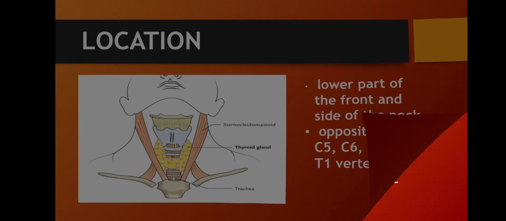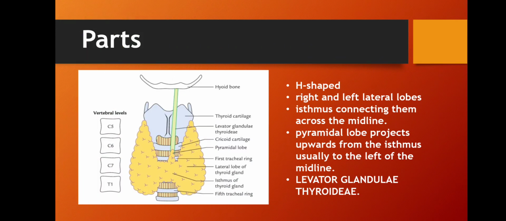Right. Next, parts. See here how the thyroid gland is there. Simply you can say that it is an H-shaped structure. These are the two lateral lobes of the thyroid gland. How are they connected? They are connected by a structure known as the isthmus.